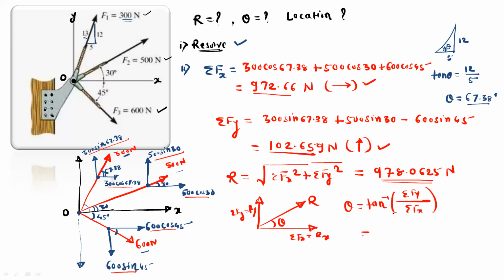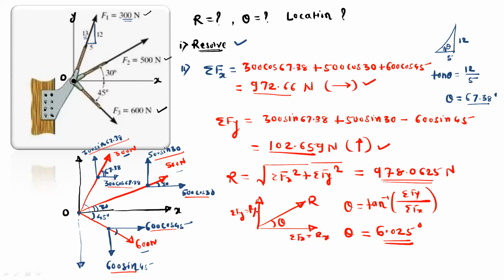Okay, so theta is equal to 6.025 degree, and this is with respect to x-axis.